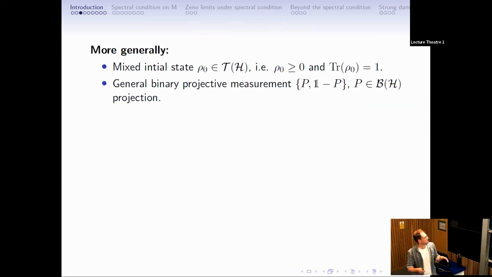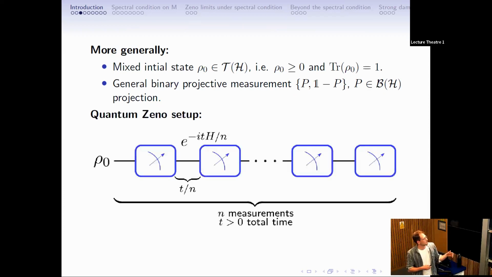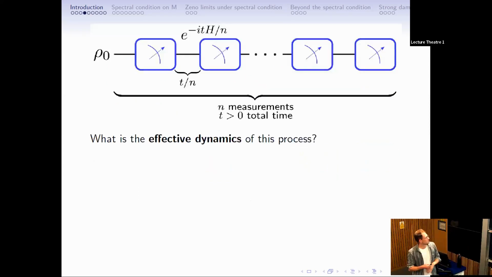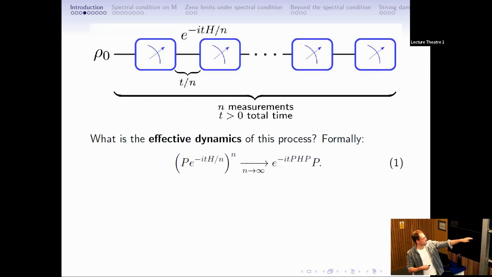You can generalize this. You can look at the initial state being mixed and general projective measurements, for normal measurements. Same setup, you apply it n times. And you can ask the question, what happens here? What's the effective dynamics of the process? Does this operator product, as n goes to infinity, converge in some reasonable sense to some effective dynamics?